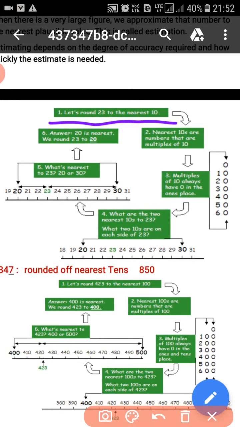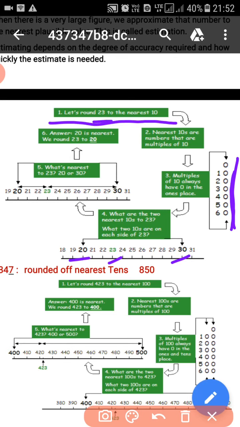Okay, let's round 23 to the nearest tens. Nearest tens are numbers that are multiples of tens. These are the multiples of tens. Multiples of tens always have 0 at the ones place. Okay, what are the two nearest tens to 23? 20 and 30 are the nearest tens to 23.